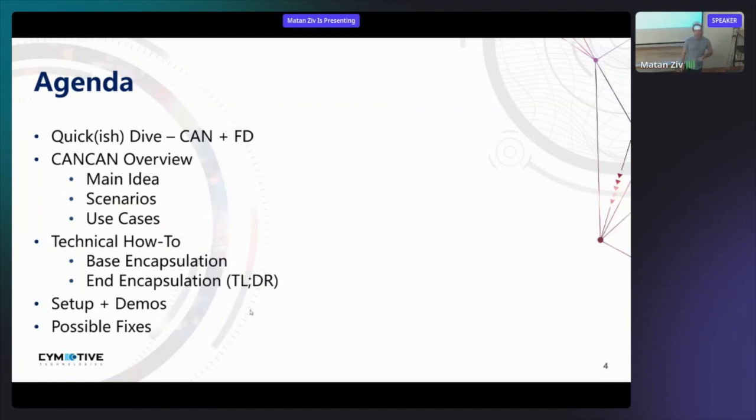After we finish that, we have the CAN-CAN overview, which will contain the main idea behind CAN-CAN, the scenarios and use cases that will be used there. A bit of a technical how-to on using CAN-CAN and how to build such messages will also be explained. And then we will reach the setup and a few demos regarding this. And to finish this presentation, I will go over different fixes for this issue.